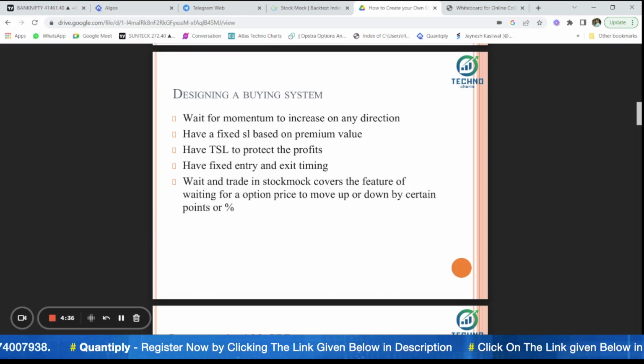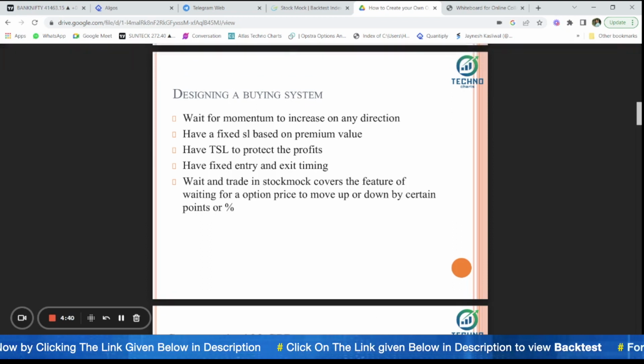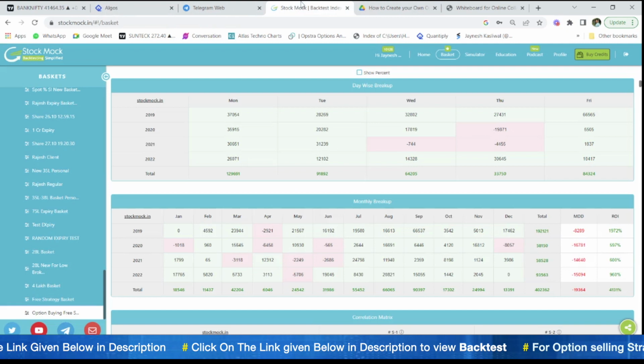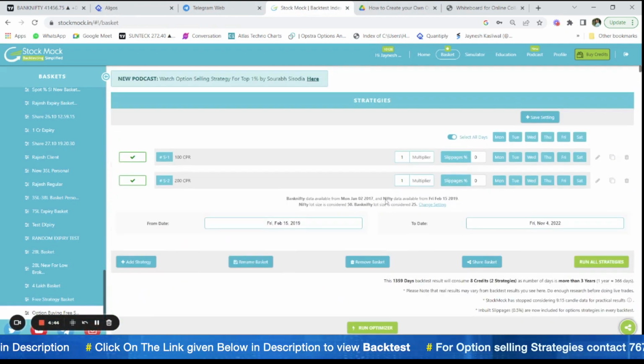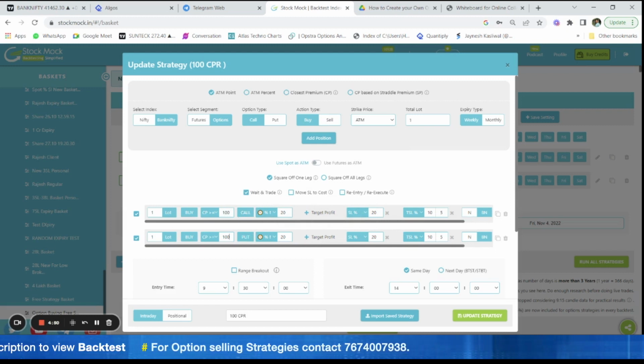The Wait and Trade feature in Stockmock covers the feature where we are waiting for the premiums to rise by certain percentages. Now let me open the Stockmock platform. The first strategy I'm going to talk about is the option buying strategy, where the closest premium I've selected is 100 rupees. I am waiting for the momentum to increase by 20% here.